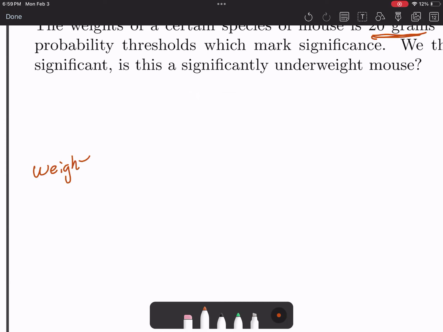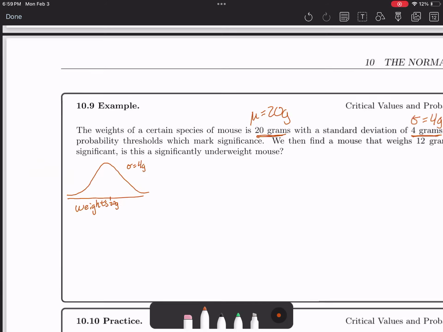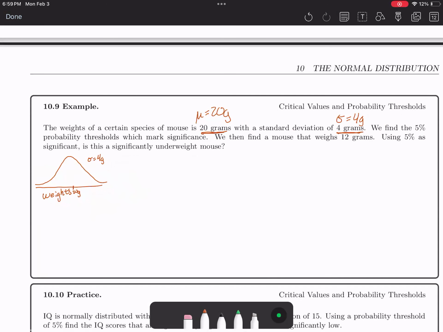If we look at the weights, they will be normally distributed about an average of 20 grams and a standard deviation of 4 grams. So that's what the distribution looks like. Now, what do we want to know? We want to find the 5% probability thresholds which mark significance.